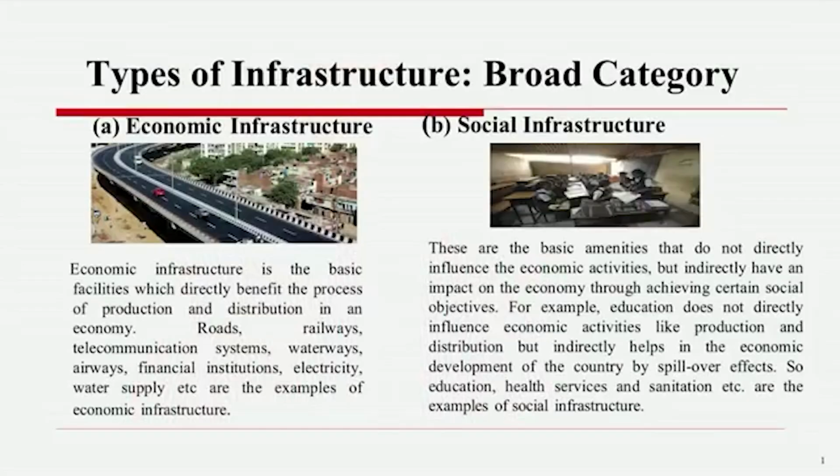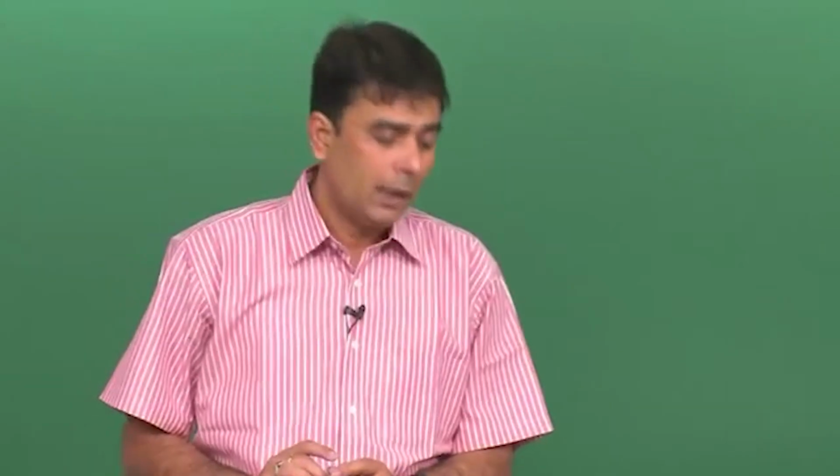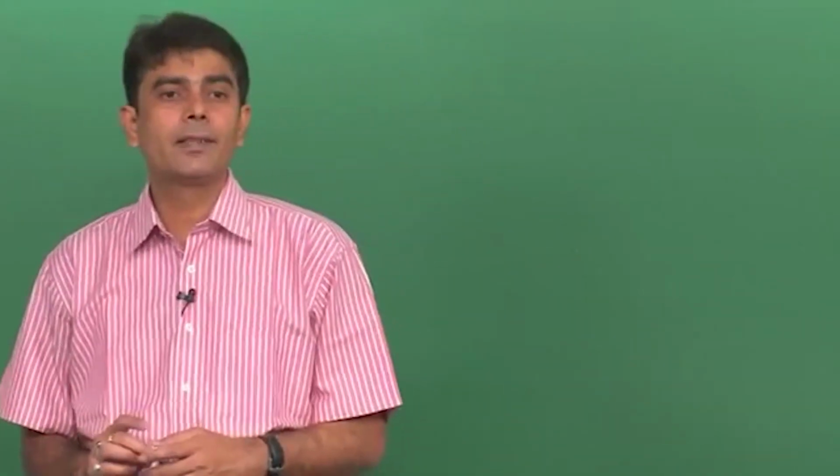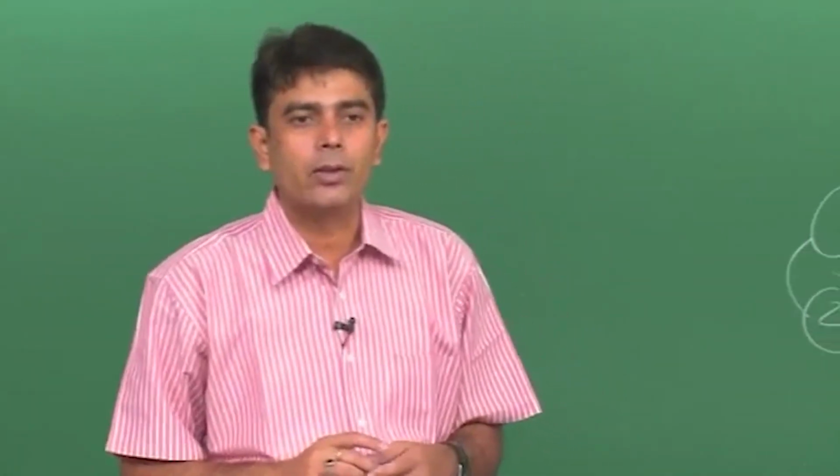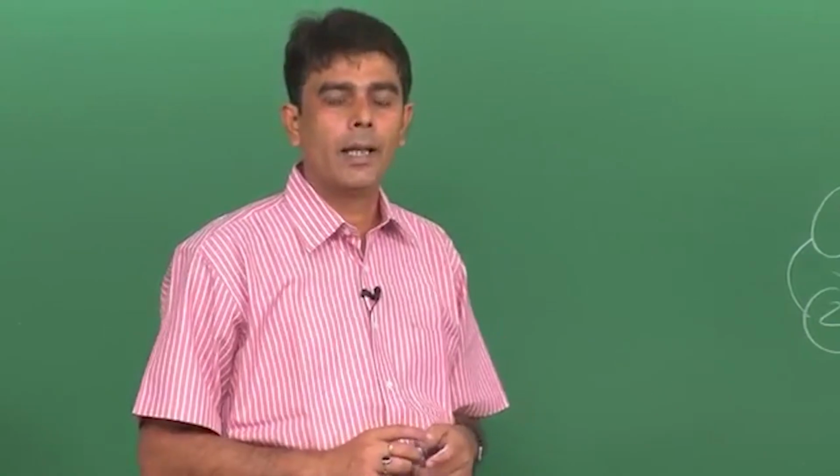In this module 1, we must focus on the difference between economic infrastructure and social infrastructure. Economic infrastructure is the basic facilities which directly benefit the process of production and distribution in an economy, such as road, railways, telecommunication, waterways, airways, financial institutions, electricity, water supply, etc.